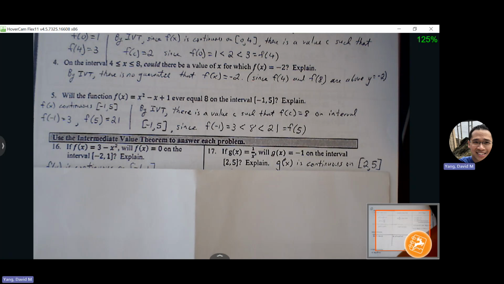Just make sure that you're comparing apples to apples. I've seen students in the past say, oh, 8 is not between -1 and 5, and therefore IVT doesn't apply. So make sure you understand that this interval is the x values. You still have to find the y values. We don't want to compare the 8 with the x values. We want to compare the 8 with the y values at these endpoints.